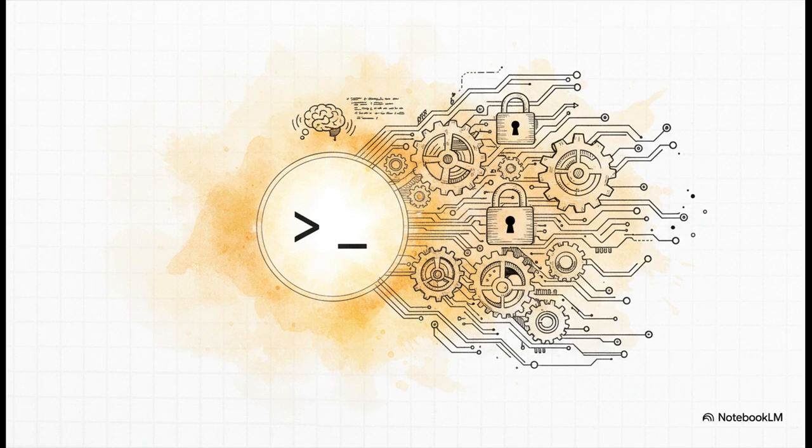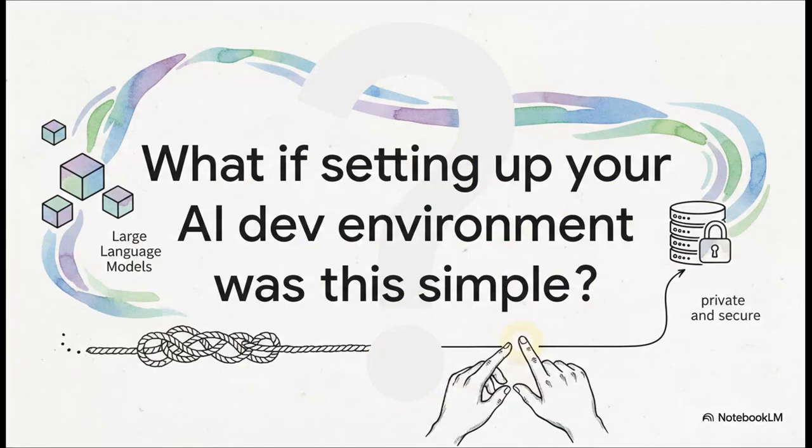I mean, think about it. You want a full-blown local AI development setup, and you get it with just one command. That's it. We're talking no crazy config files, no wrestling with dependencies for hours. And that really is the central question, isn't it? What if it was that easy?